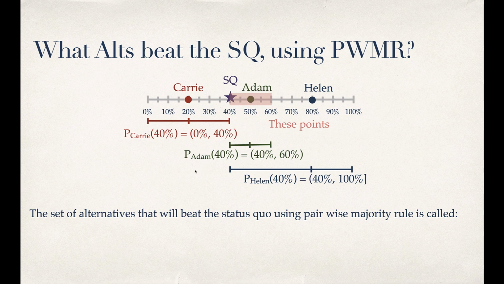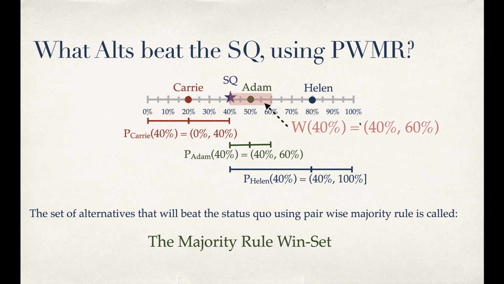So this is the set of alternatives that will beat the status quo. We call this the majority rule win set, all right? The set of things that would win under majority rule is between 40 and 60, but not including 40 and 60, because 40 is an indifference point, and 60 is an indifference point. We don't know what Adam would vote for if we put 60 up against the status quo of 40. And similarly, if we put 40 up against the status quo of 40, it's kind of weird. We also don't know what Helen would do there. So the win set is everything between 40 and 60, non-inclusive.